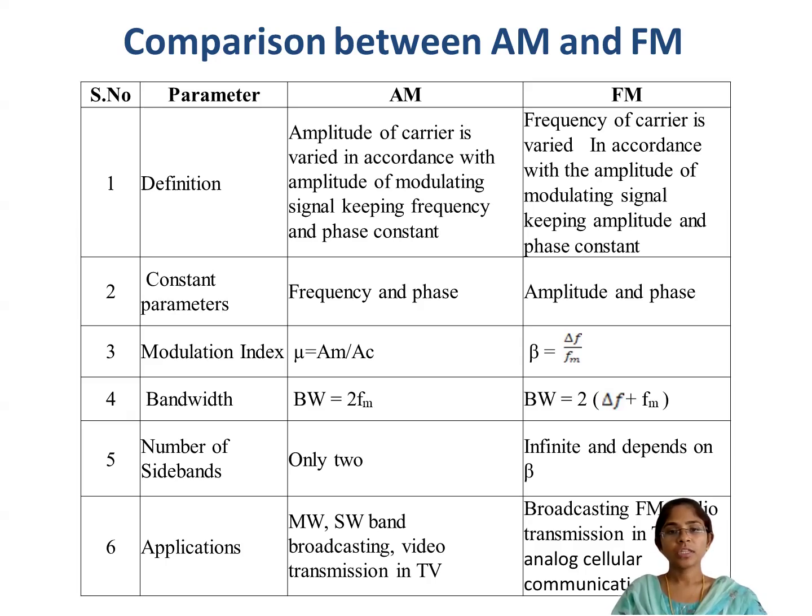Coming to the modulation index, in case of AM it is represented as mu, which is the ratio of the amplitude of the message to the amplitude of the carrier. In case of FM, the modulation index is beta, which is delta F by FM. Coming to the bandwidth, it is 2 FM in case of AM. The bandwidth of FM is 2 into delta F plus FM. The number of sidebands is only 2 in case of AM, whereas in FM we have an infinite number of sidebands, and its value depends on beta.